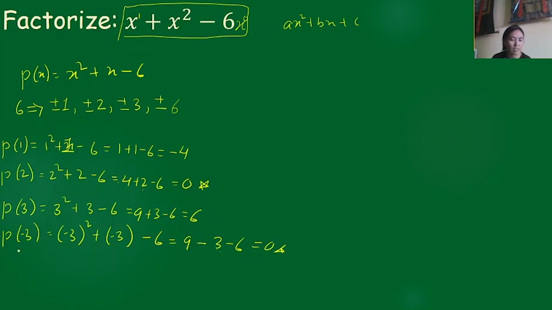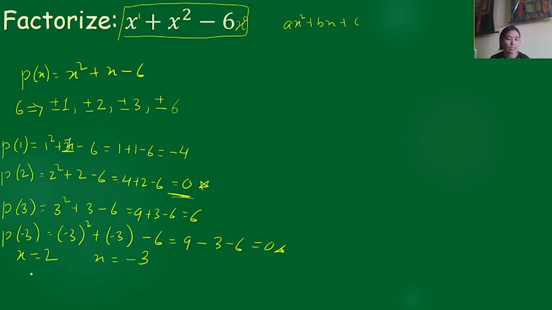Now here the value of x is 2. When we put x equal to 2, you are getting 0. Therefore x equal to 2 and x equal to minus 3. When you put x equal to minus 3, again you are getting 0. So 2 and minus 3 are zeros of the polynomial.